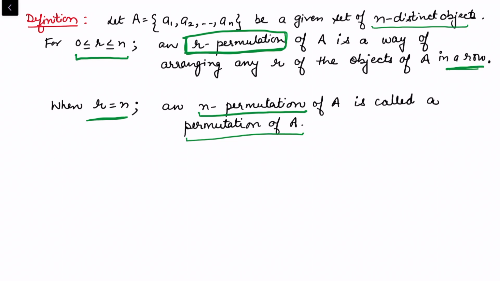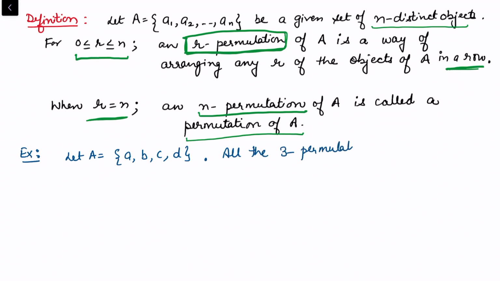For this, let's take an example. Now in this example I am considering a set A, and let me take four elements A, B, C, D, and all these A, B, C, D are distinct. So what are all the three permutations of A? Let's write all the three permutations of A. Since we are writing three permutations, that means here R is equal to 3. As per the definition, I am considering R permutation. So I have to take out three elements from the set A, and then I have to permute.